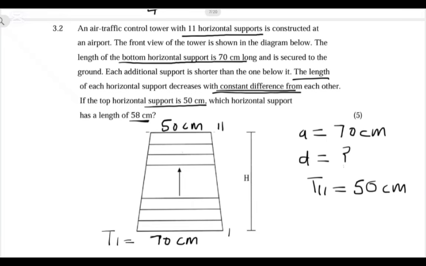Since we are now able to transform this into a pattern, we can form the general formula or general term. So our Tn is going to be equal to the first term, 70, plus (n minus 1) times the difference. We don't know the difference, but we are able to find it.